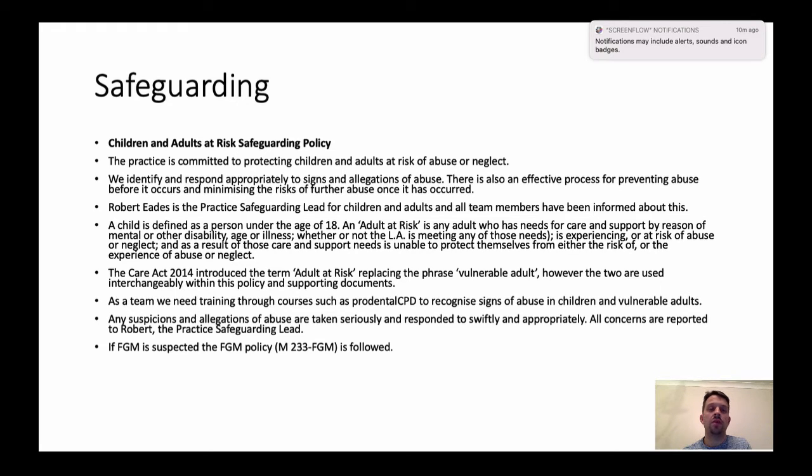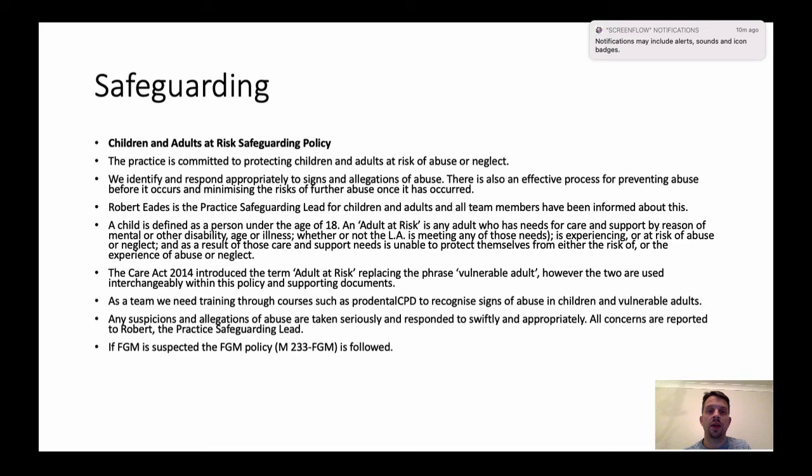As you're aware, as a team, we need to keep our eyes out for signs of the need for safeguarding, but also keep our information up to date. So we use things like ProDental CPD to make sure our knowledge is up to date on signs of abuse in children and vulnerable adults.